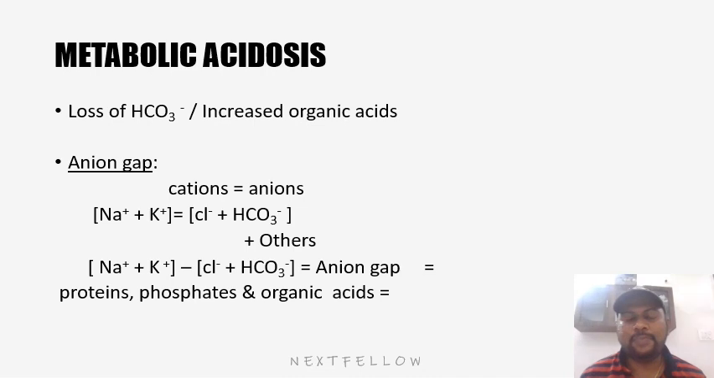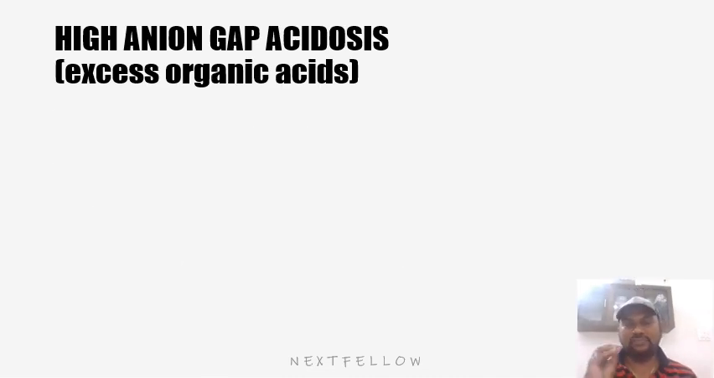Normally these unmeasured anions will be between 12 to 16 millimoles per liter. That is a normal anion gap. If it is more than that, then we call it high anion gap metabolic acidosis. If it is within the normal range, then we call it normal anion gap metabolic acidosis. Now we will see the causes for each of these. First, we'll start with high anion gap metabolic acidosis.